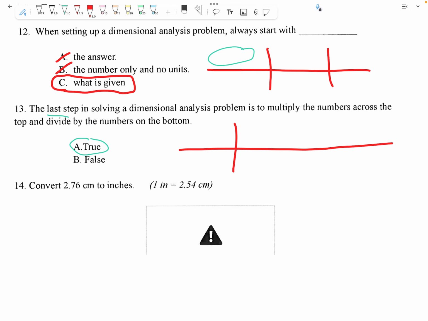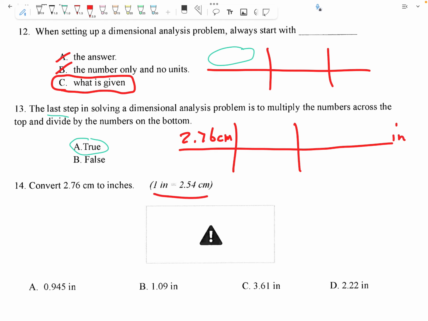And I'm going to put 2.76 centimeters. We'll always put units there. And since we want inches, right? So we're going to put inches way down here. Well, here's the conversion factor we're going to use. If we have centimeters in the upper left, we have to have centimeters down here, which means inches is going to go up here. How many centimeters? 2.54. And then we have 1 inch on top.